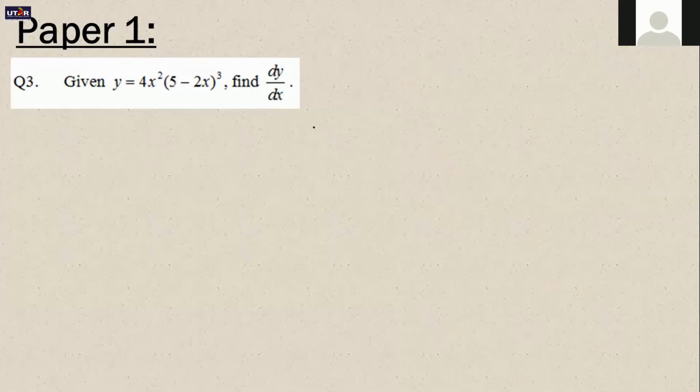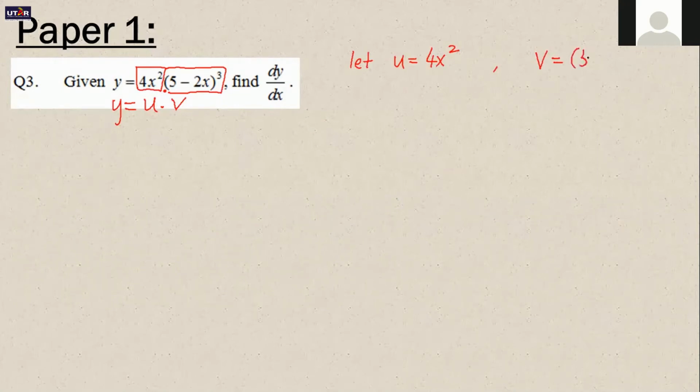if you don't want to, you can use the product rule. Why product rule? Because I can have y equal to function u times function v. So I can separate this as function u, then multiply function v. Okay, so I'm going to use the product rule now. Let u equal 4x squared, then function v equal 5 minus 2x whole thing squared, whole thing power 3, cube.